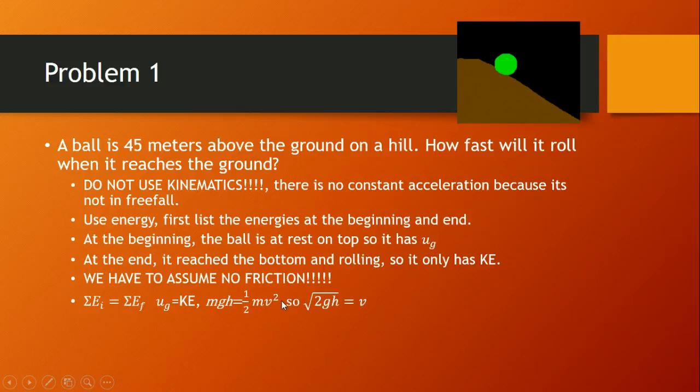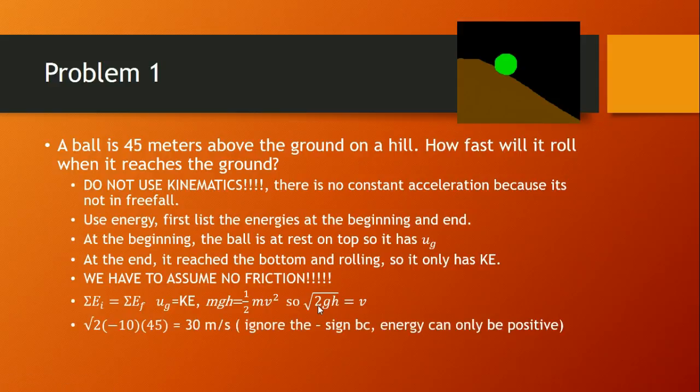So if we solve for v, we multiply both sides by 2, hence the 2, and we take a square root, but since both sides have an m, we can cancel that out. So basically the velocity is equal to the square root of 2gh. So then we plug in what we have. Gravity's -10, height is 45, and multiply that by 2 and take a square root.